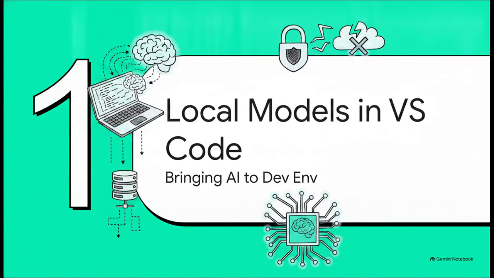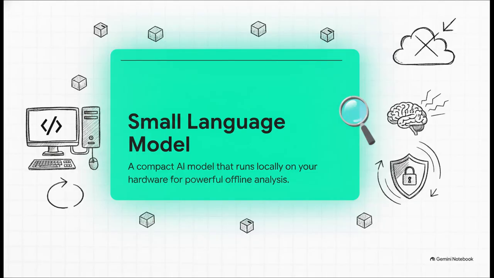All right, Section 1, Local Models in VS Code. We're bringing AI directly to your dev environment. You know, the days of relying exclusively on cloud AI and crossing your fingers that your API key doesn't get leaked, those days are officially over. Enter the Small Language Model, or SLM. This is a compact AI model that runs entirely locally on your own hardware.